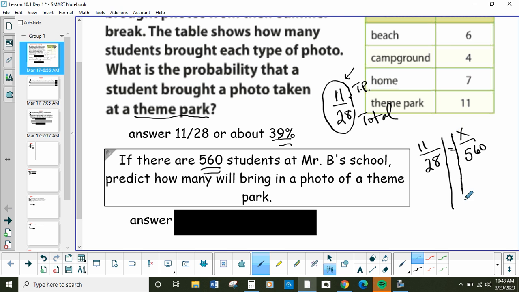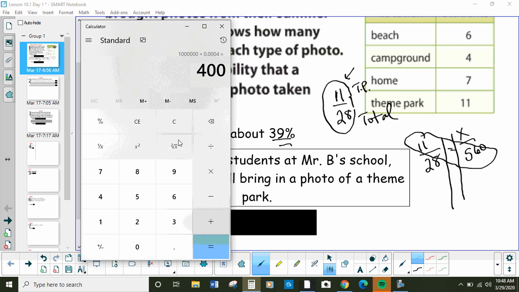And like we always do, cross multiply and divide. It's fine if you use your calculators now. So this is one way to do it, right? We can grab our calculators and go 11 times 560, right? Cross multiply and divide is how we can solve all proportional problems. So 11 times 560, right? That's going to give us 6160.